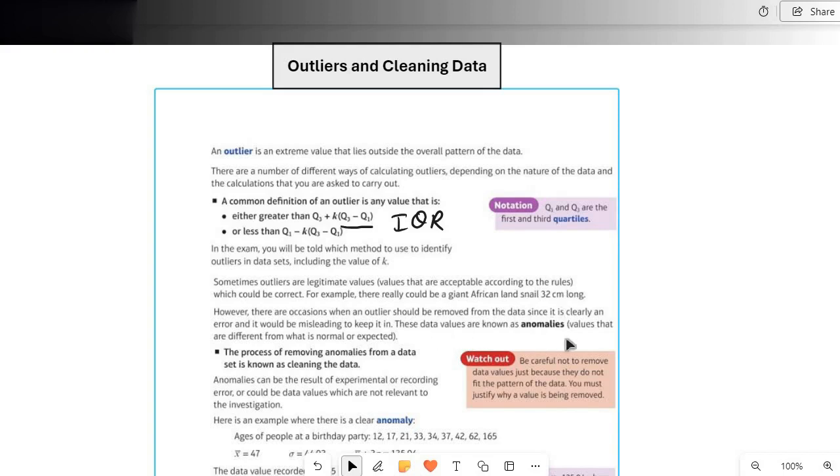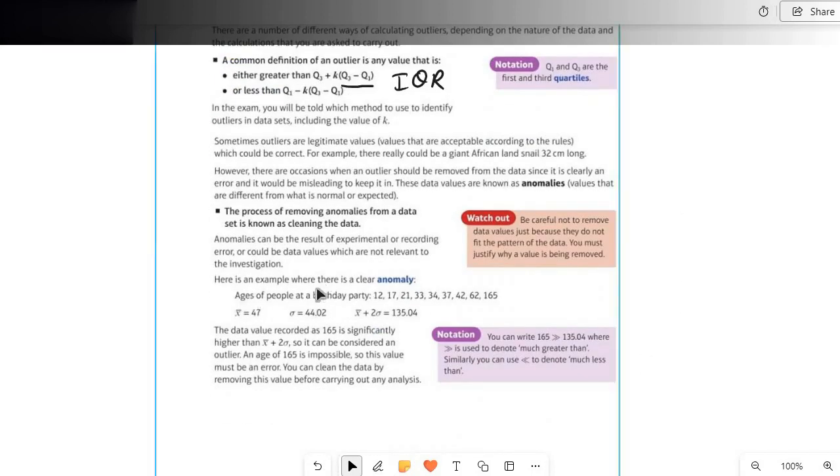These data values are known as anomalies, values that are different from what is normal or expected. The process of removing anomalies from a dataset is known as cleaning the data. Anomalies can be the result of experimental or recording error, or could be data values which are not relevant to the investigation. Here is an example where there is a clear anomaly.